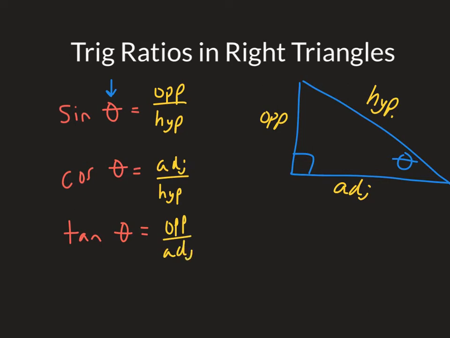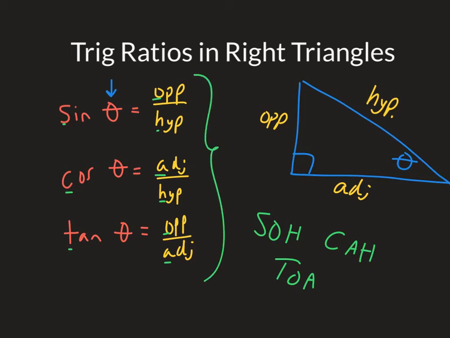If you take a look at the first letters of each of those, there's this saying, a little memory device: SO, sine is opposite over hypotenuse. CA, cosine is adjacent over hypotenuse. And TOA, tangent is opposite over adjacent. So SOH CAH TOA, if you ever hear that saying, is a way to remember these three ratios.